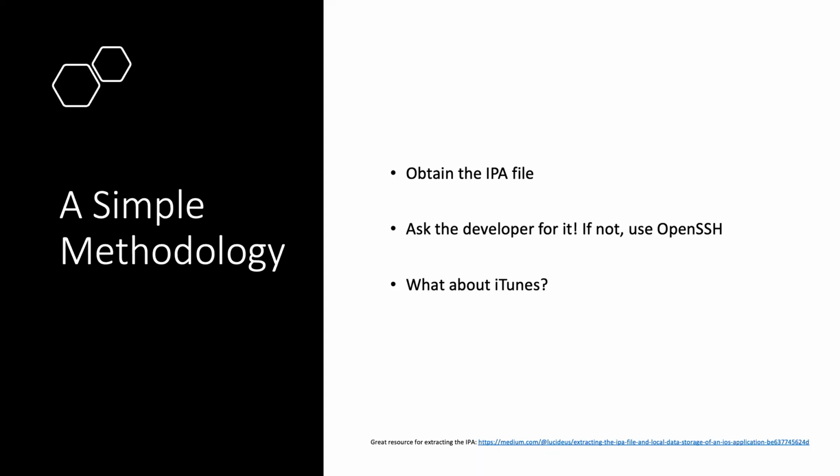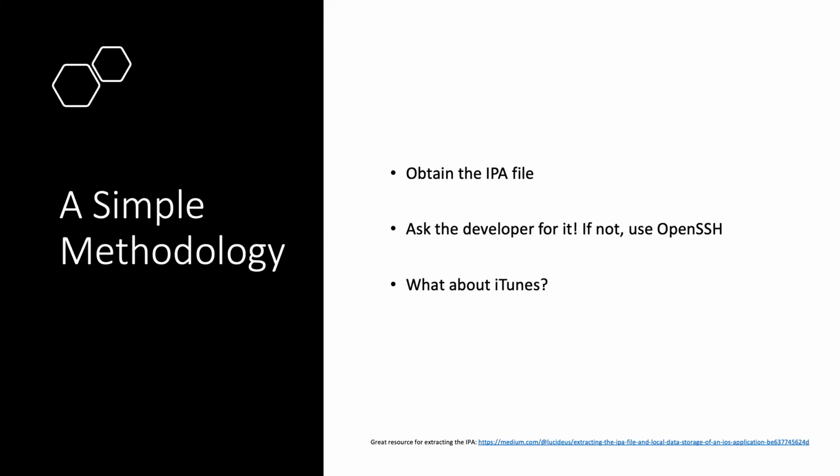It's just a pretty good article written by Lucidius at Medium that shows the manual steps you would need to take to pull the IPA from the device. You will need some tools for that, though. You're going to need to install OpenSSH on the device so that you can more easily push and pull files off of there.